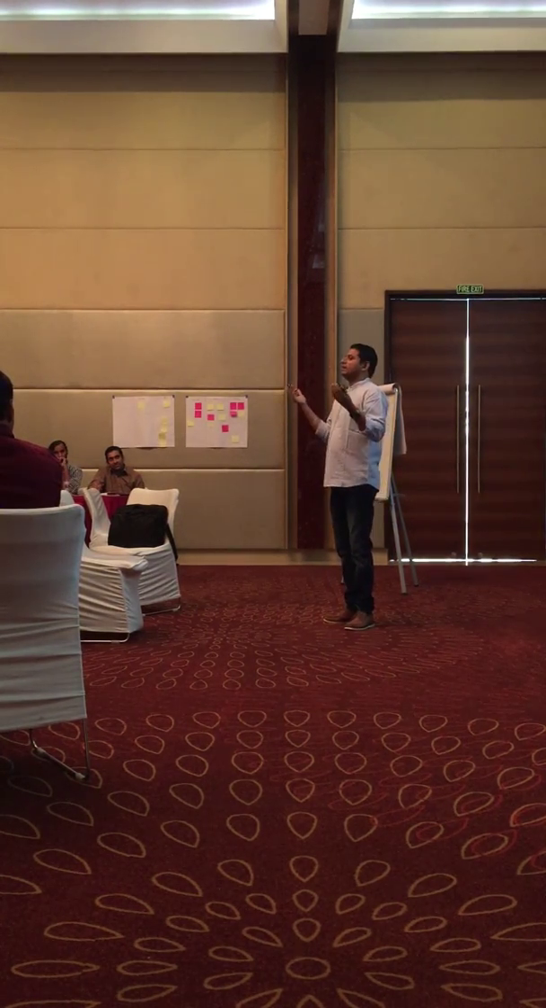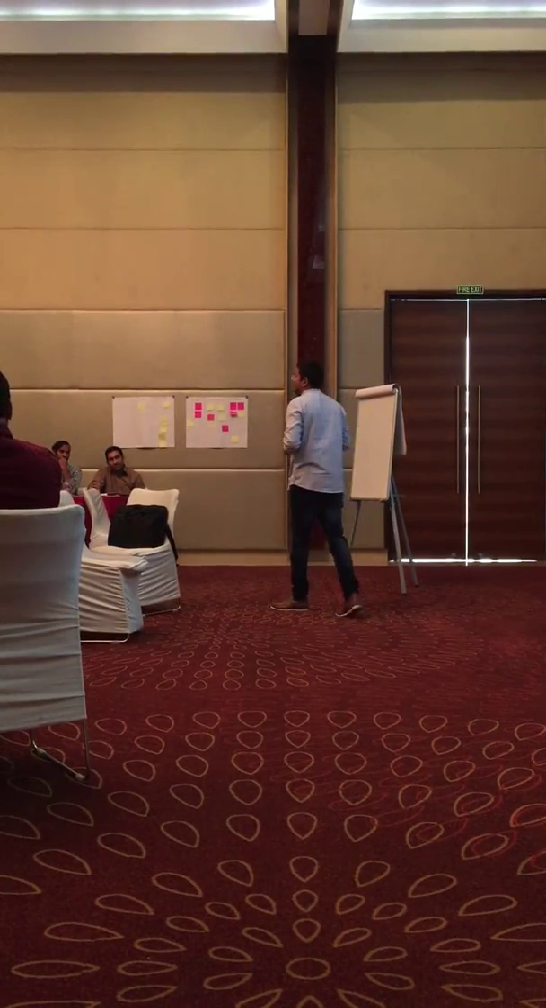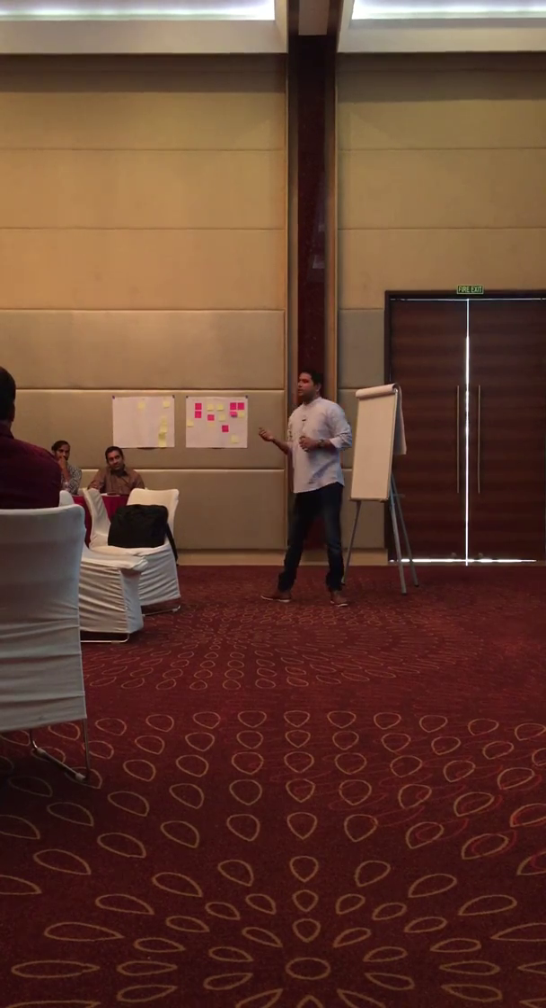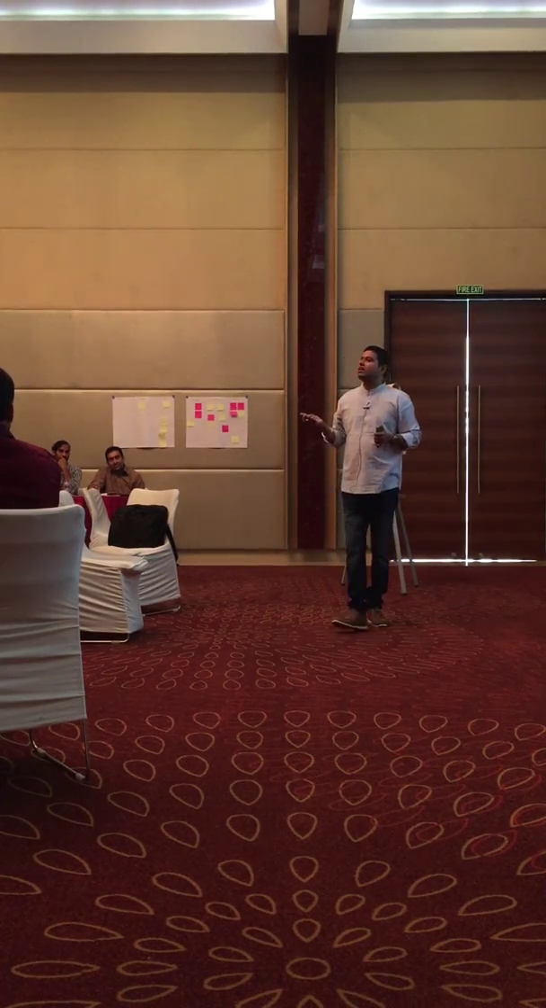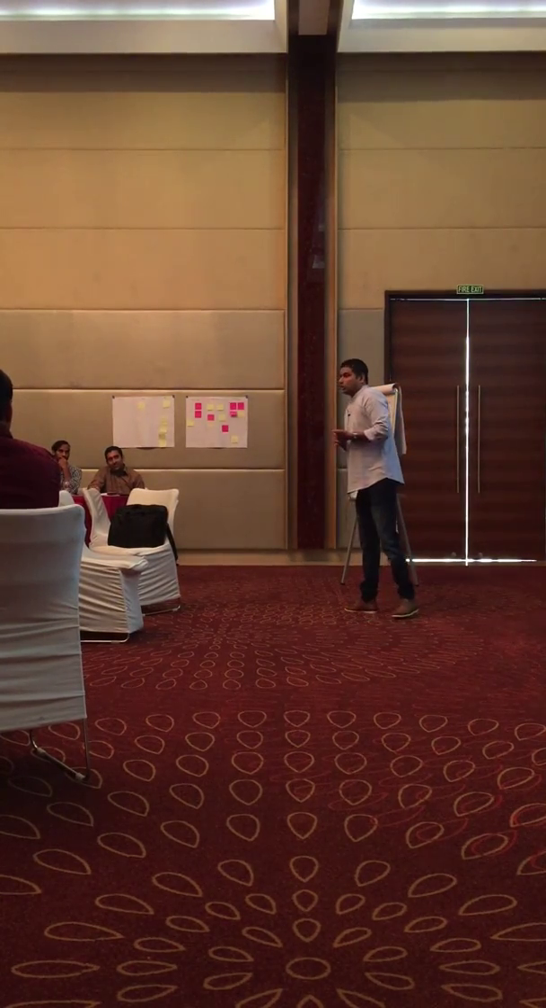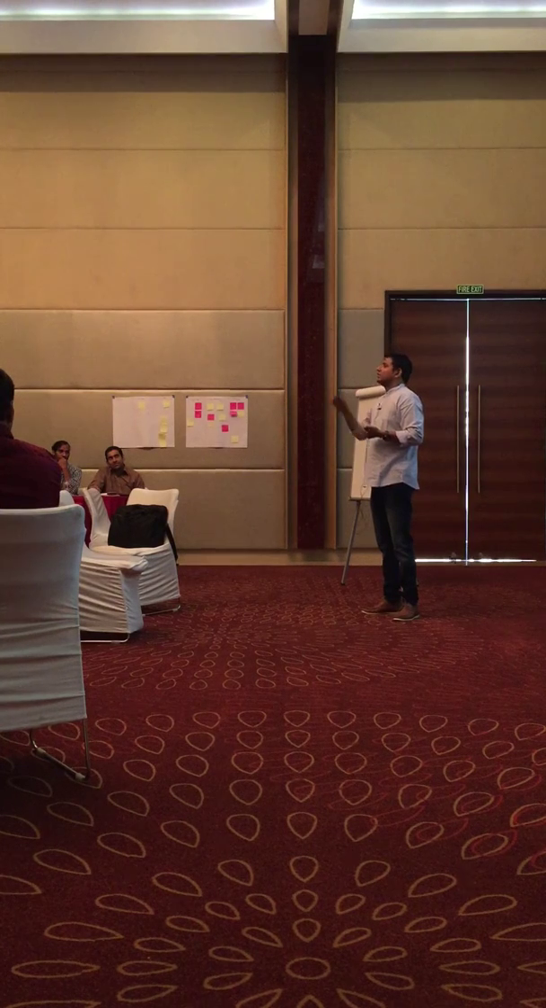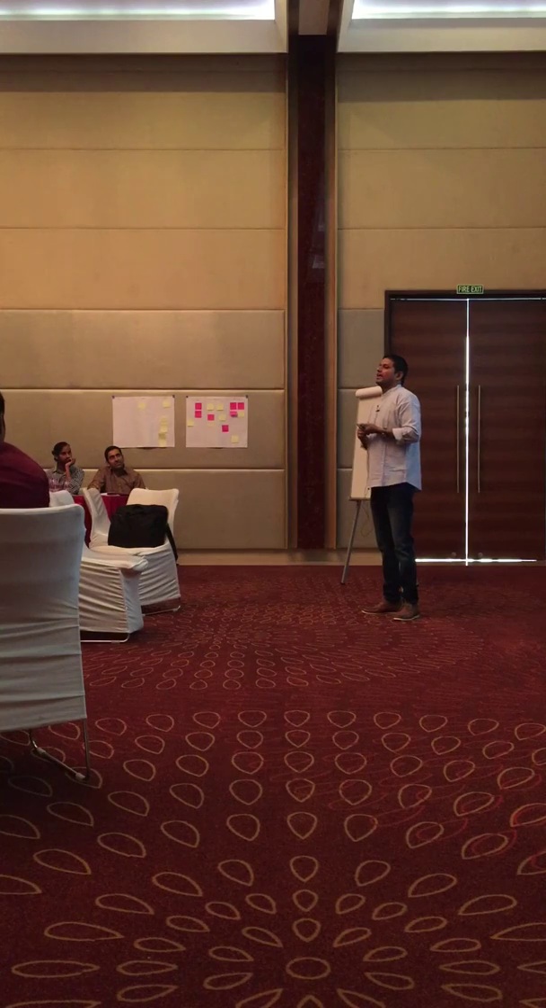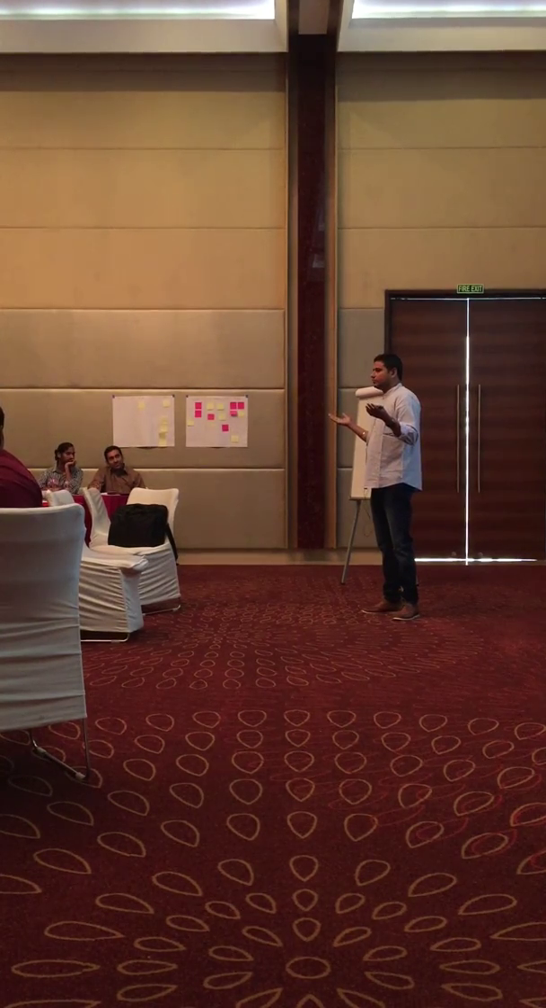Definition means the criteria. So the definition of done is a criteria that decides whether a particular user story can be considered as done or not. Who will decide this definition? Product owner? It's a collaborative effort between the product owner and the development team, right? What happens if a story does not meet the definition of done? It is not ready for the review, right?